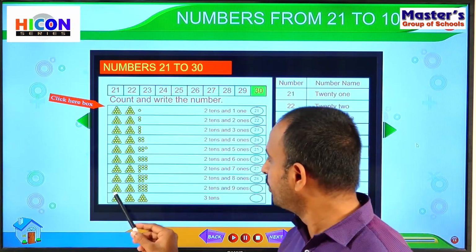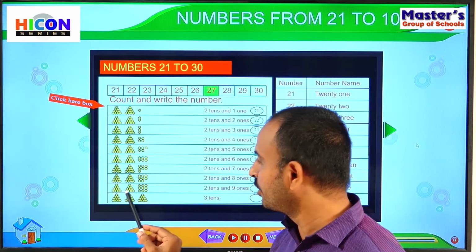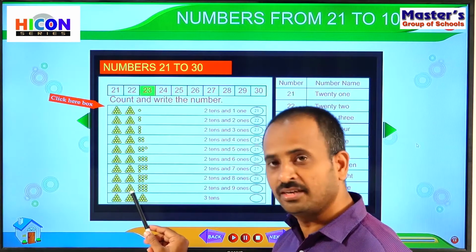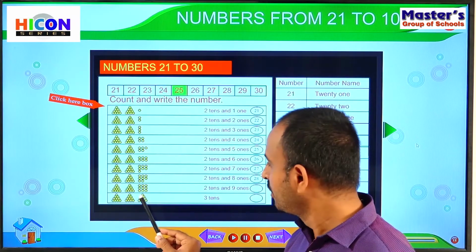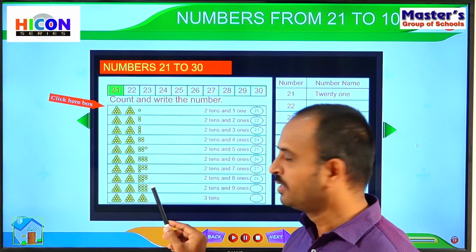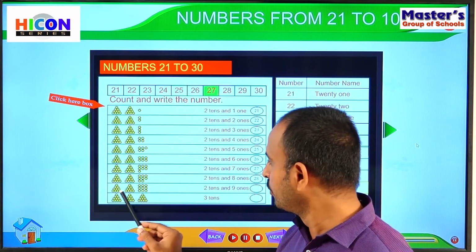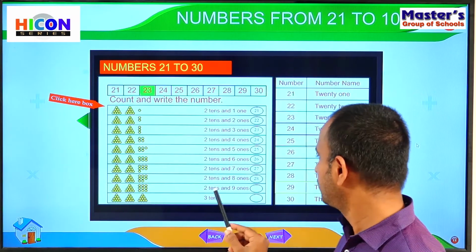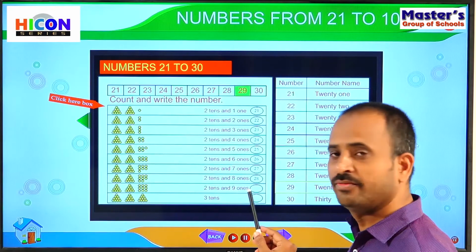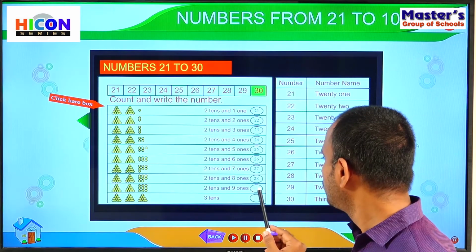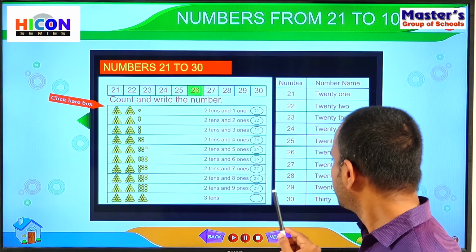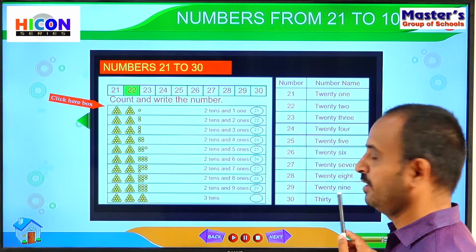So children, see the next one. How many tens are there? Here also there are two tens. This is one ten and this is another ten. So total 2 tens. And how many single balls are there? Total 9 balls are there. So 9 ones. 2 tens and 9 ones together make how much number? It forms 29. So it can be read as 29.